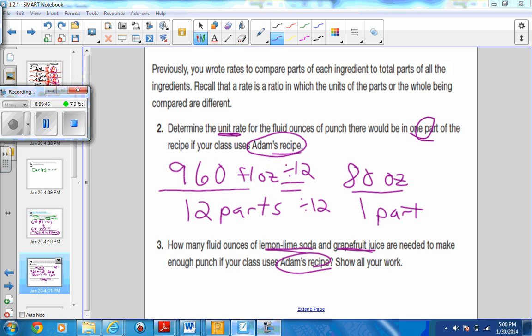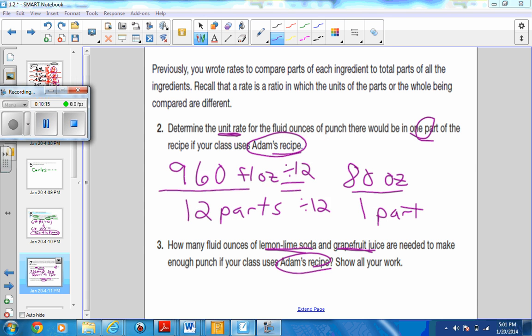We know we have 960 fluid ounces total that we need of punch. And Adam's recipe has 12 parts total. So that 12 goes on the denominator. To find your unit rate, remember you divide the numerator by the denominator, or just divide out 12. So there's 80 ounces if you divide 960 by 12, and 12 divided by 12 is giving you that one part. So for every part, you need 80 ounces.